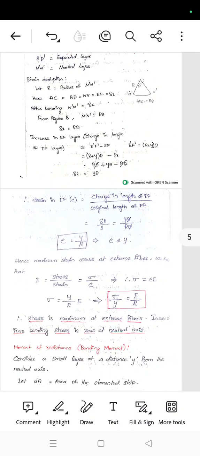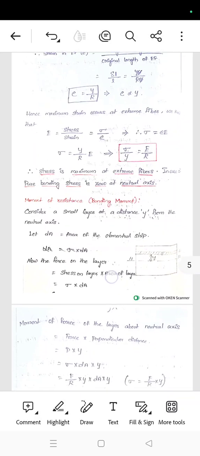We know Young's modulus is equal to stress by strain, that is sigma by e. So sigma is equal to strain into Young's modulus. We know the strain e is equal to y by r. Then what will be the stress? Sigma is equal to y by r into E. This equation we can simply write as sigma by y is equal to E by r. So bending stress is maximum at extreme fibers. In case of pure bending, it will be zero at the neutral axis.